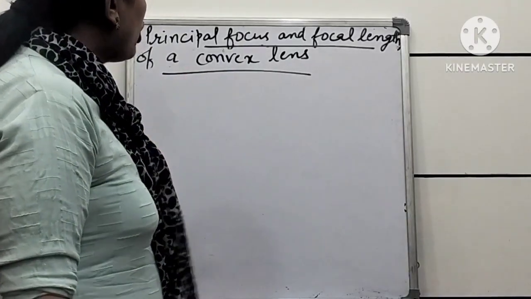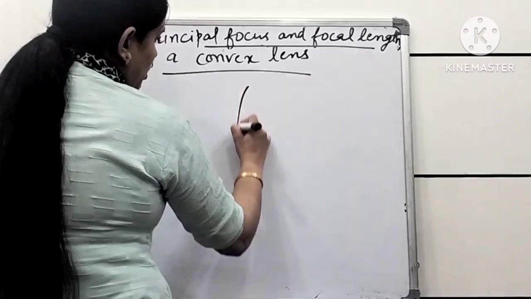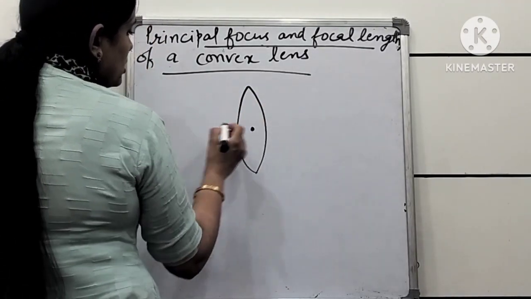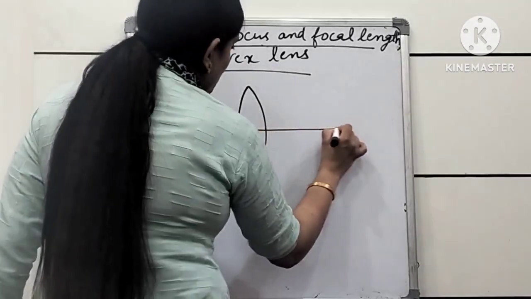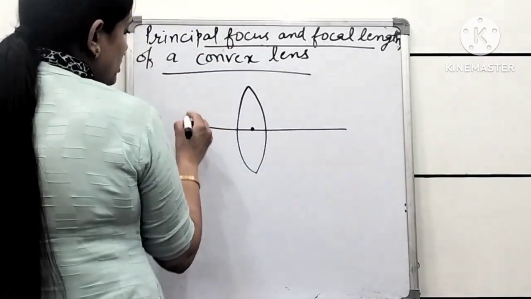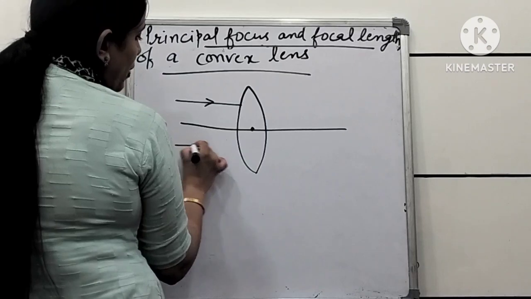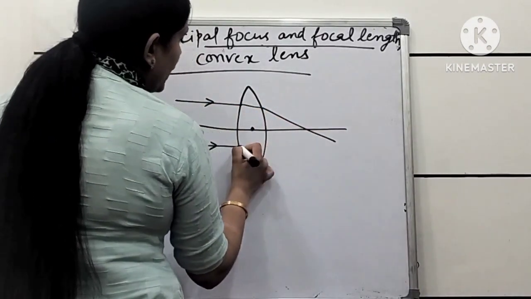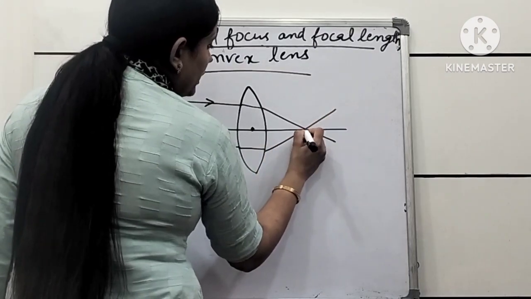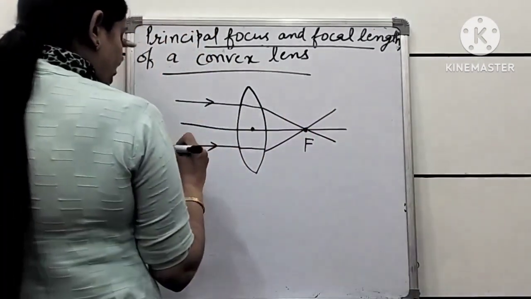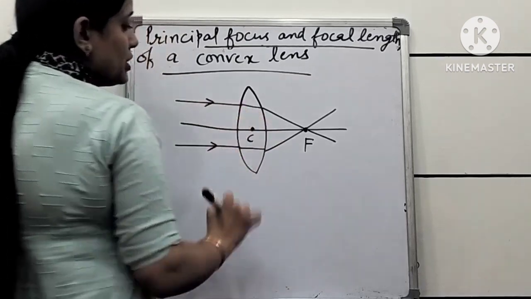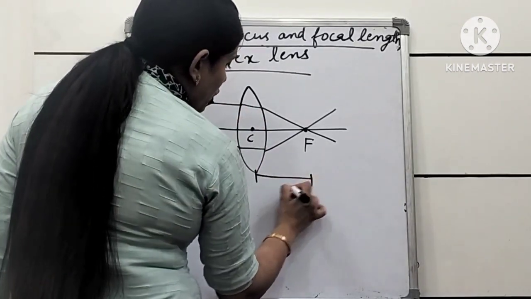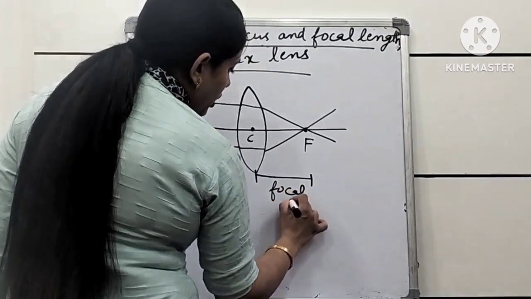Principal focus and the focal length of the convex lens. This is a convex lens. The center of the convex lens is the optical center. A straight line passing through the optical center is the principal axis. When light rays parallel to the principal axis are refracted, they meet at a point on the principal axis, and that point is known as the focus point. The optical center is represented by the letter C, and the distance between the optical center and the focus point is known as the focal length.